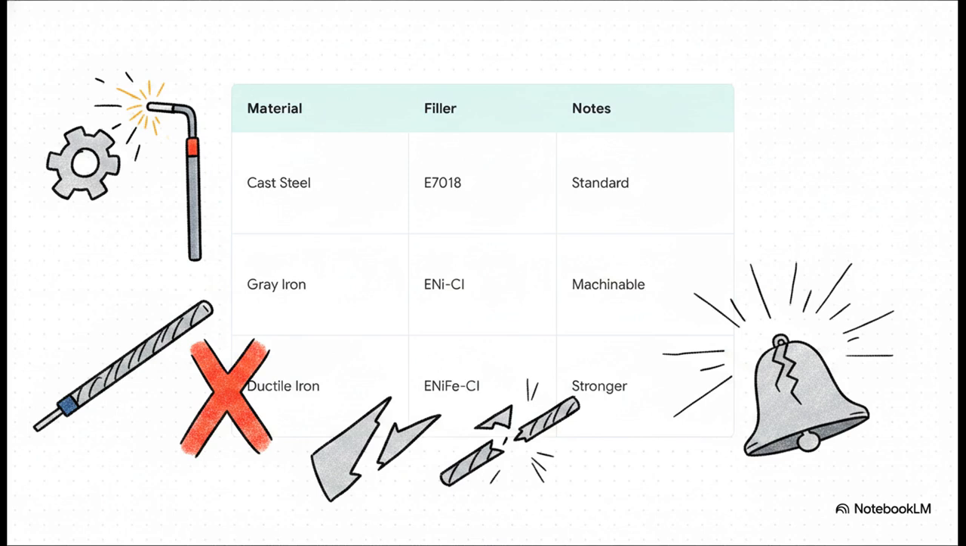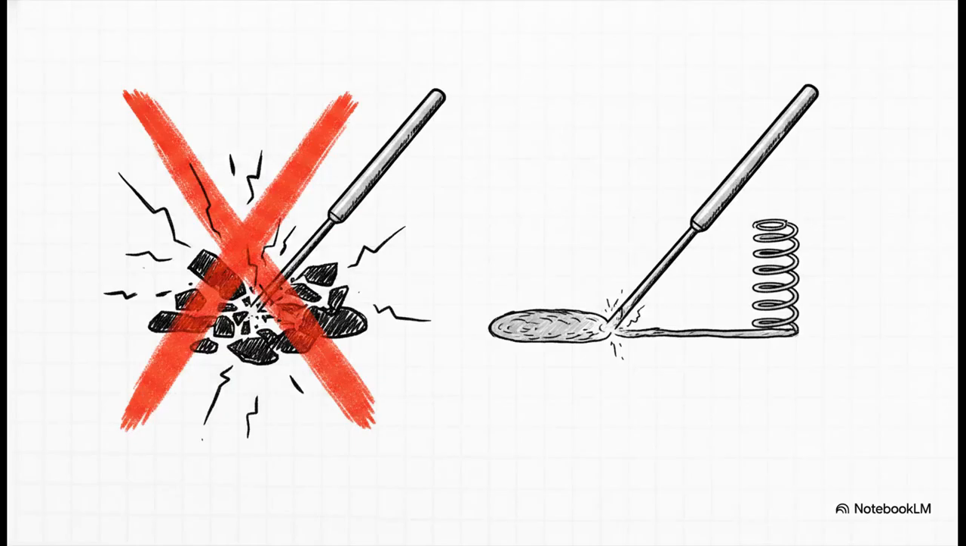But cast iron, it absolutely demands specialized nickel fillers. You literally cannot use standard steel fillers here. Why nickel? The reason is pretty profound, actually. Nickel and nickel-iron weld deposits are incredibly ductile, and they naturally resist the brittleness that happens when carbon gets picked up from the base metal.